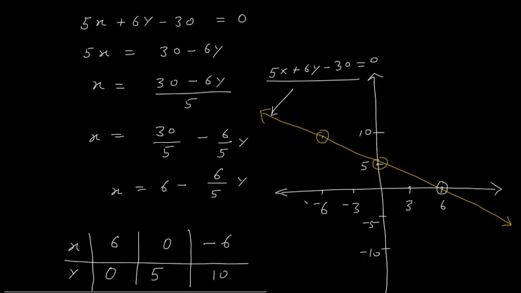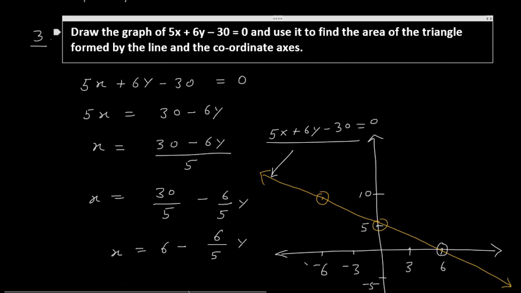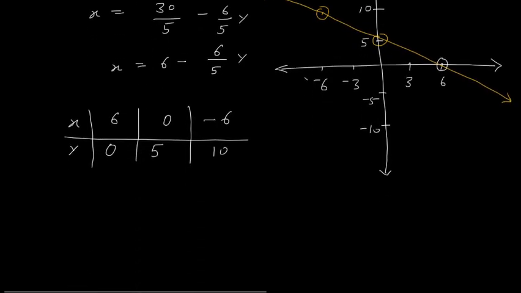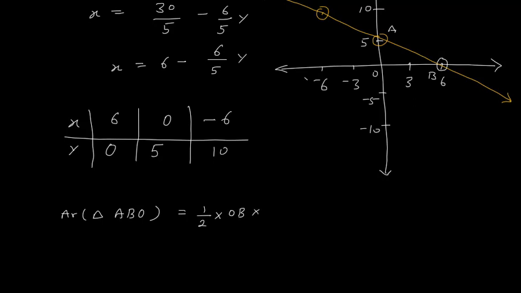Now the question is draw the graph and use it to find the area of triangle formed by the coordinate axis. Now area, if you see, if I name this as point A, this is O, this is B. So area of triangle ABO, not ABC, ABO is half into base. Base is OB and height is OA.